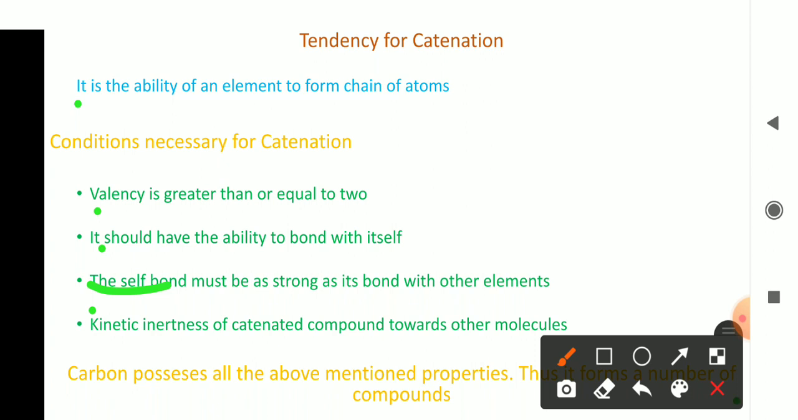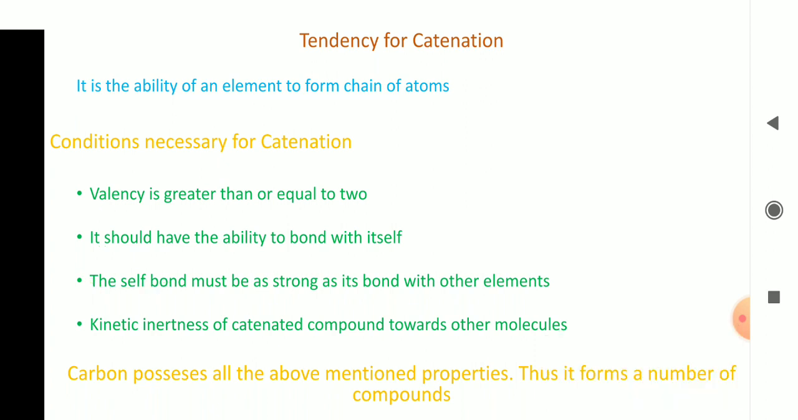And here, in conclusion, carbon possesses all the above mentioned properties, thus it forms a number of compounds. So out of the elements of group 14, which element possesses all the above mentioned properties? Carbon possesses all of them, so it has the ability of catenation, and so it forms not just a number of compounds, it forms millions or billions of compounds. Okay, so it is a very, very important question: what is catenation and what are the conditions necessary for an element to have the catenating ability? Is it clear?